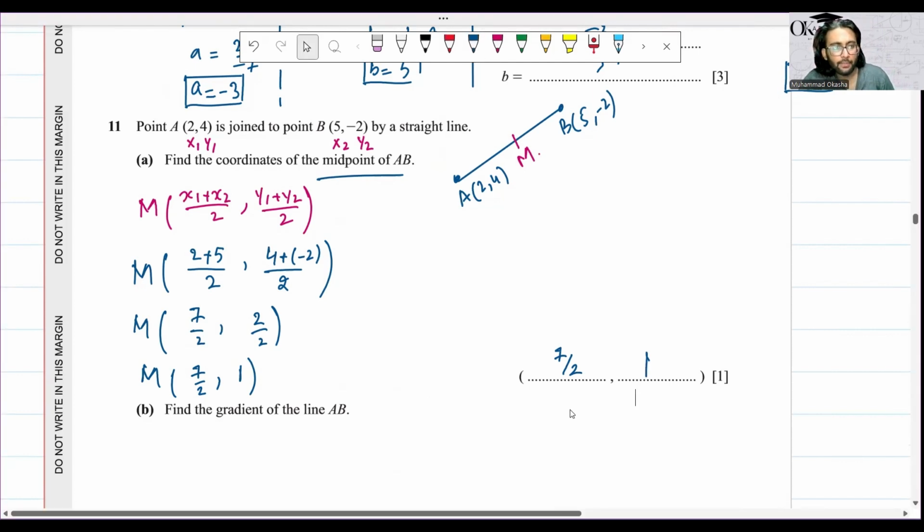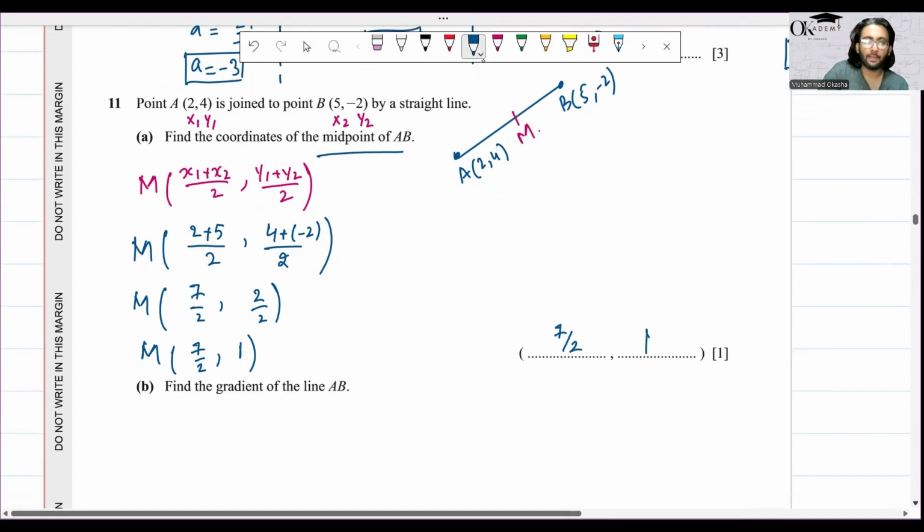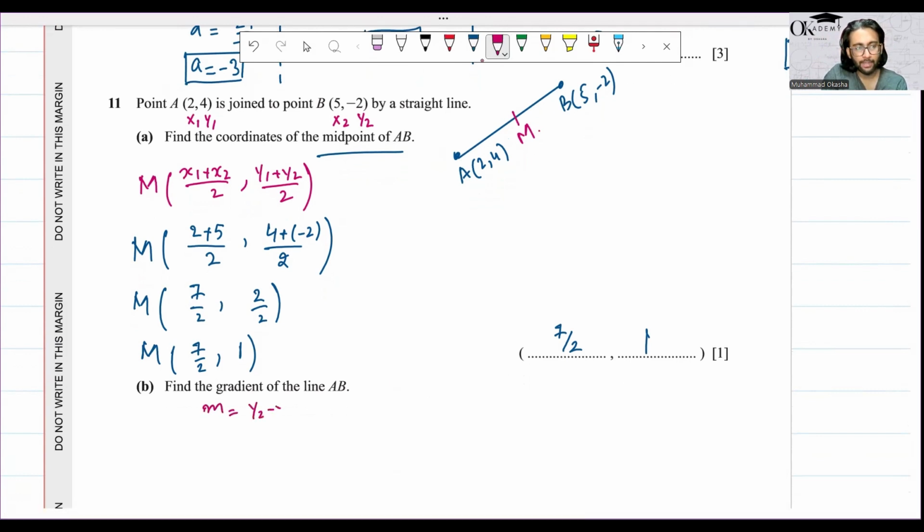Find the gradient of the line AB. So just like we have a formula for midpoint, we also have a formula for gradient. It is just plugging in the values and nothing else. This is pretty simple. So gradient, we know that it is y2 minus y1 divided by x2 minus x1. I've already labeled x1, y1, x2, y2 for you. All you have to do is grab those values from the question and plug them in the equation.